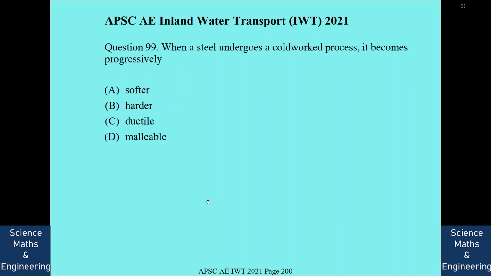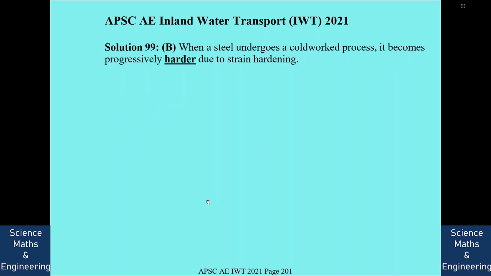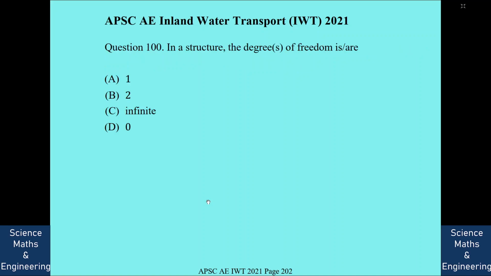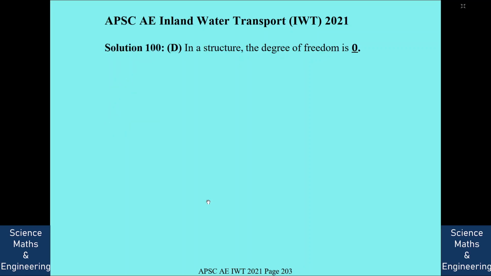Next, when a steel undergoes a cold work process, it becomes progressively softer, harder, ductile or malleable. So the answer is it becomes progressively harder due to strain hardening. Next, in a structure, the degrees of freedom is or are A 1, B 2, C infinite or D 0. So the answer is it is 0.